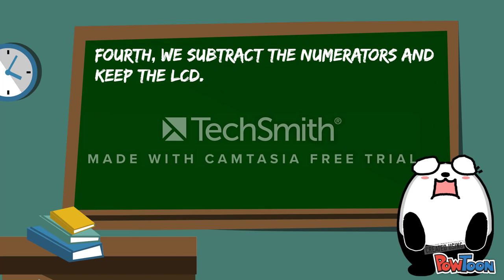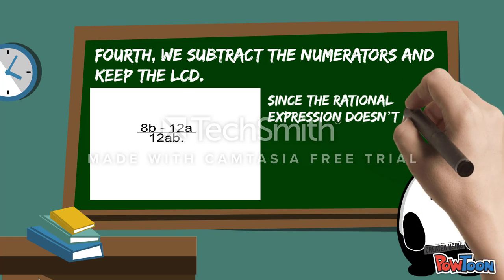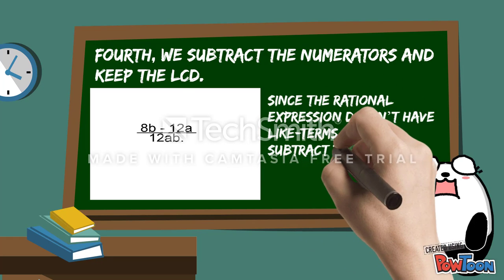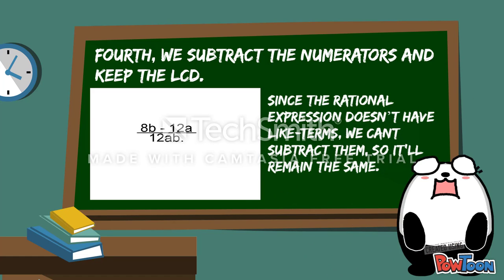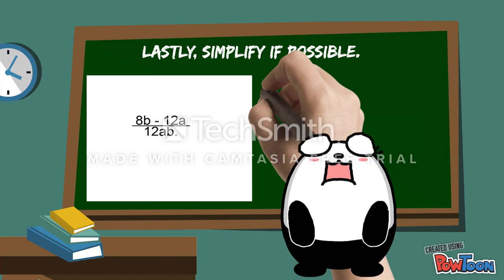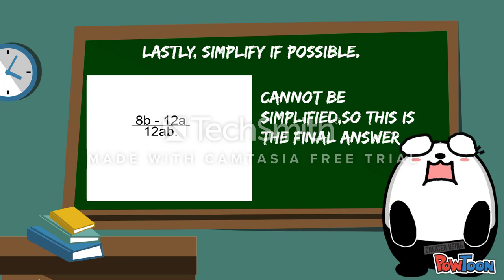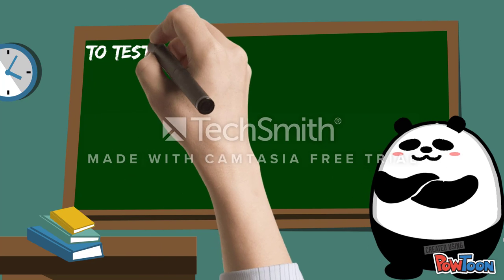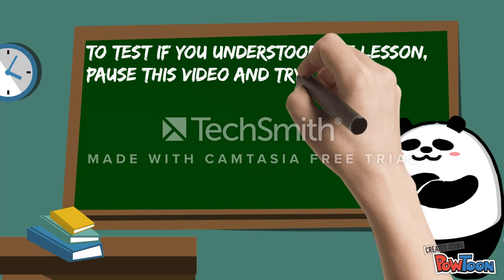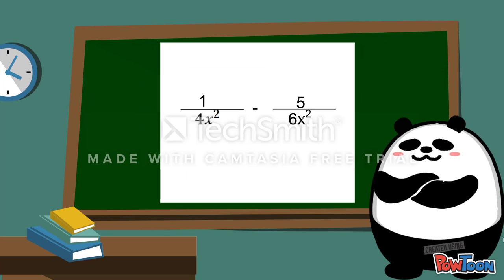Fourth, we subtract the numerators and keep the LCD. Since the rational expression doesn't have like terms, we can't subtract them, so it'll remain the same. And lastly, simplify if possible. 8b minus 12a over 12ab cannot be simplified, therefore it is the final answer. To test if you understood the lesson, pause this video and try answering this equation. We'll show you the answer by the end of the video.